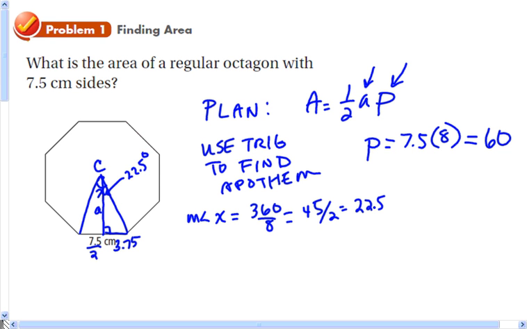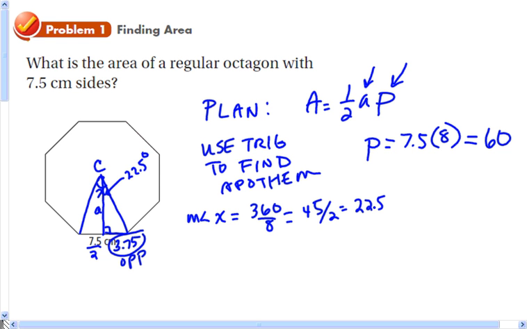And then we have a right triangle. We know one side. We have a missing side. We know an angle. And with respect to the 22.5 degree angle, we know the side opposite that. That's this. So that's the side opposite. And A is the side adjacent.